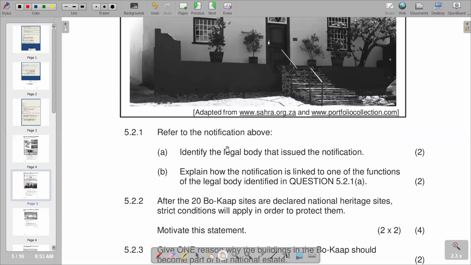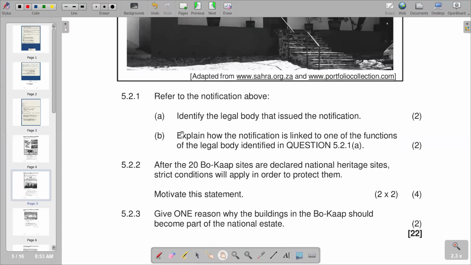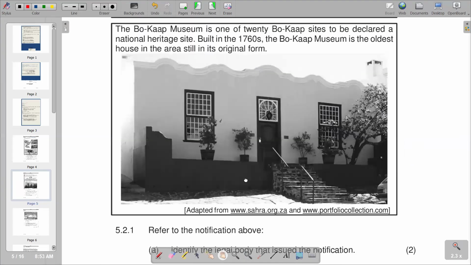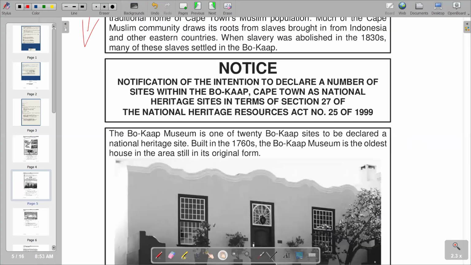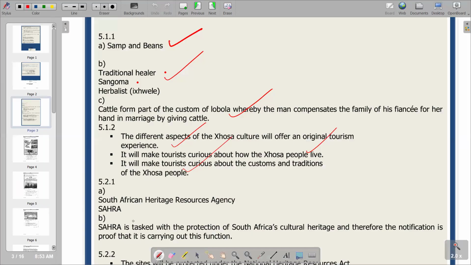So the first part of the question reads, I refer to the notification above. Identify the legal body that issued the notification. So we have the notification, and this is the notification that we have. So what is the legal body that issued the notification? You're going to see that it is the South African Heritage Resources Agency, which is abbreviated as SAHRA. So basically, that's what we have as the legal body.